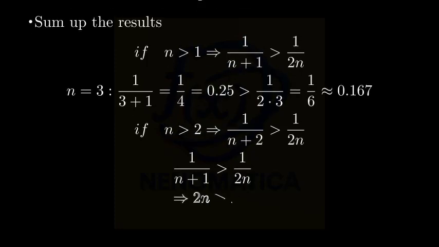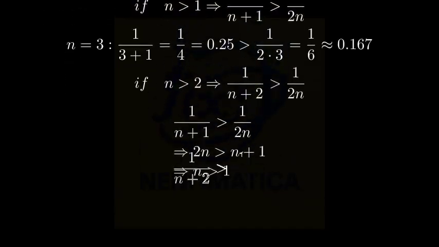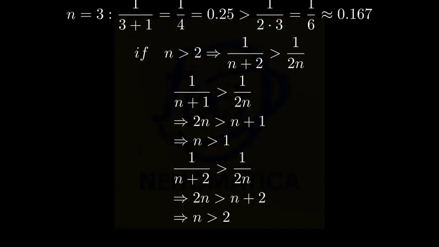We can actually prove these inequalities algebraically. For the first one, we need to show that 2n is greater than n plus 1, which is true when n is greater than 1. For the second inequality, we need to show that 2n is greater than n plus 2, which is true when n is greater than 2. We can continue this pattern.